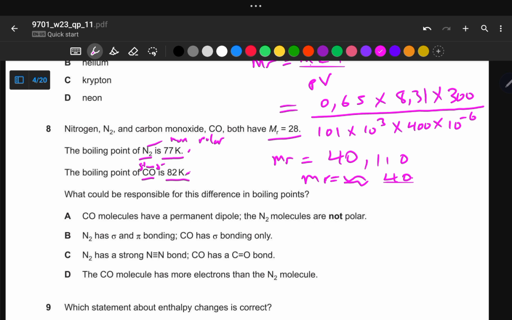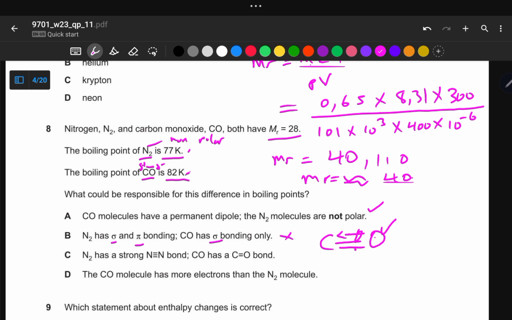So we're going to the options. So option A says carbon monoxide is a permanent dipole, and then nitrogen is non-polar. So this is true. And then option B says nitrogen has a sigma bond and a pi bond, and then carbon monoxide contains only a sigma bond. This is false. So the structure of carbon monoxide is this one, right? So in multiple bonds, one is sigma and the rest are pi bonds. So this is a dative bond. So you should take note of the dot and cross for carbon monoxide. It shows dative bonding, electrons being donated by oxygen.